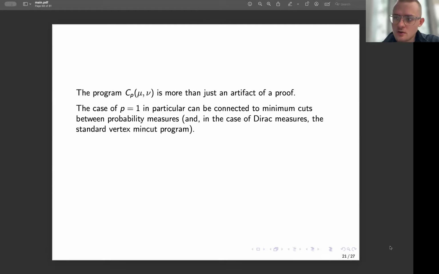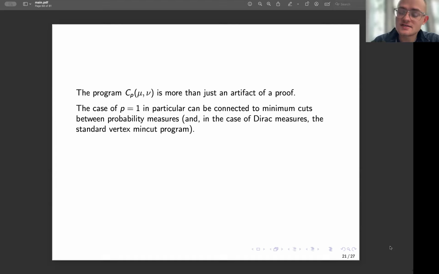So one theoretical point I'll mention here is that the case of P equals 1 in particular can be connected to the minimum cuts between probability measures on a graph. You might recall the vertex min cut program from computer science class. It asks, given two vertices, i and j in your network, how many edges do you need to remove until you have completely separated them, right?